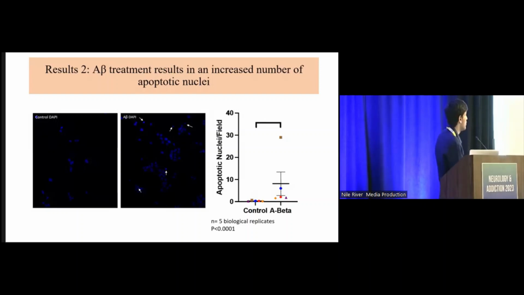I think the PowerPoint hasn't updated. So this is supposed to be a super plot. You can't see the rest of the data and you can't see the significant values, but the p-value is lower than 0.0001. And as you can see, pyknotic nuclei, and we screened the entire well to get a representative understanding.